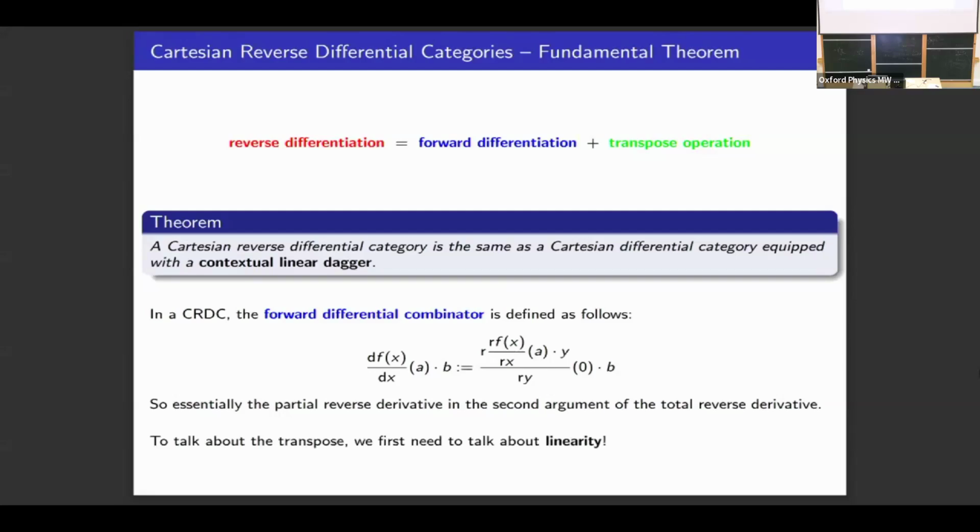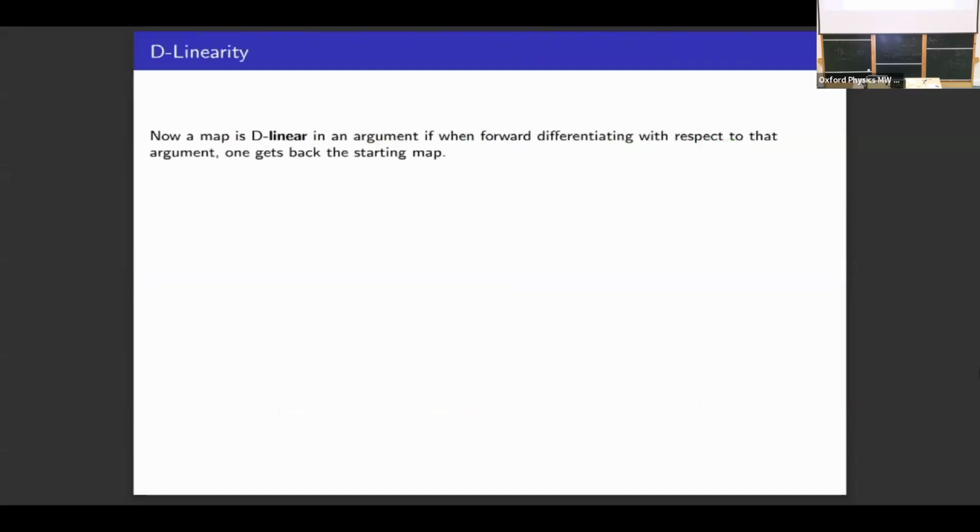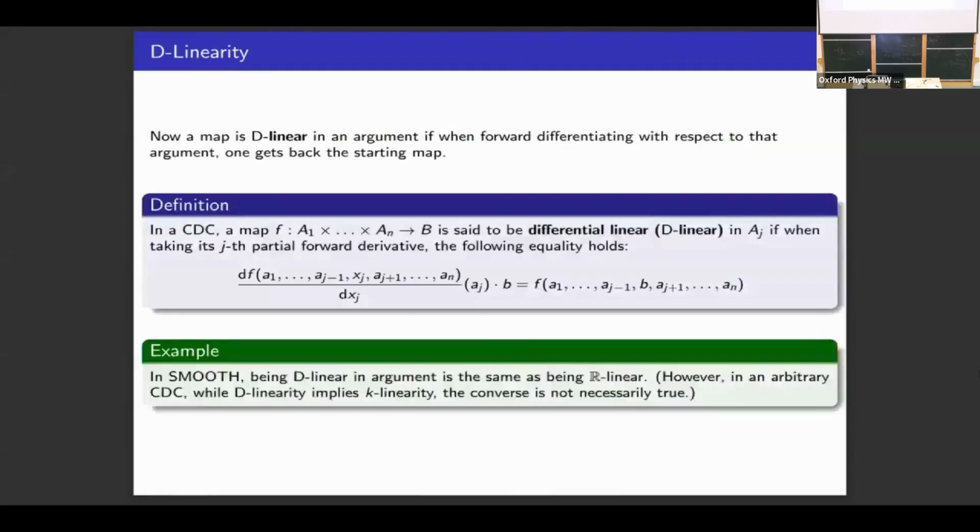Now, to talk about the transpose, I first have to talk quickly about linearity. A map is D-linear if, when I take its derivative in that argument, it just gives me back the map. More explicitly, a map f is said to be D-linear in A_j if, when I take its partial derivative in the A_j term, I just get back the map f evaluated at that B argument, where the A_j part now disappears. In my Lawvere theory of smooth functions, the D-linear maps correspond precisely to the classical notion of real linear maps.